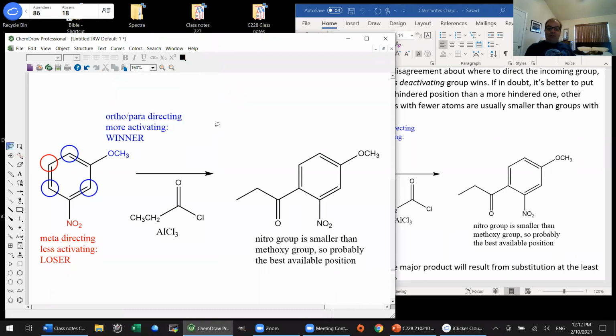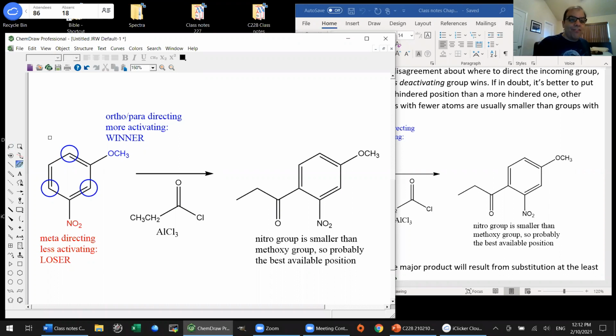So these two groups are not in agreement about where to put the new group. And so we need to determine a winner and a loser. And the winner is going to be the group that's either more activating or less deactivating. And again, an alkoxy group is going to be way more activating than an electron withdrawing group like nitro. So we can toss out this position. The nitro group's going to lose.